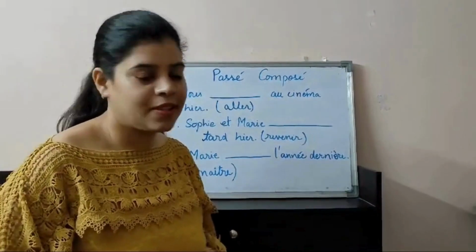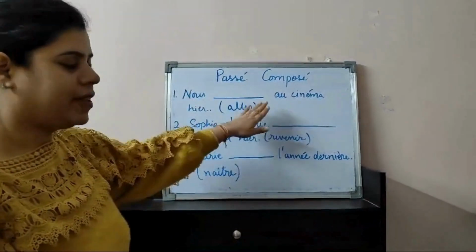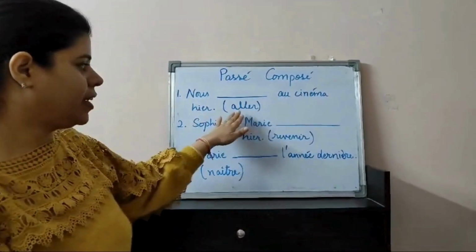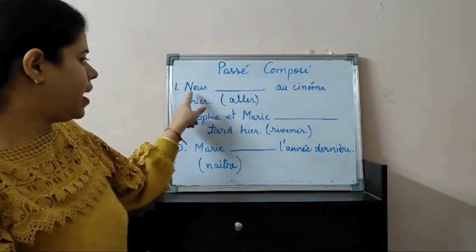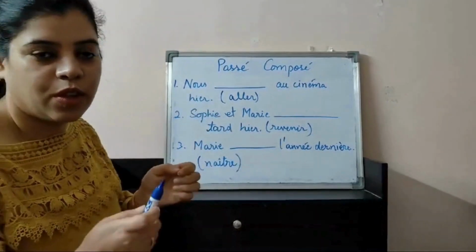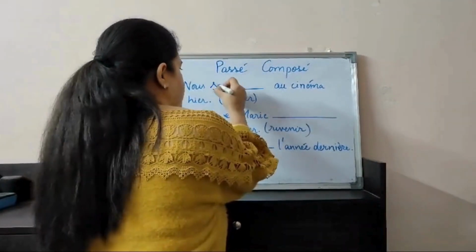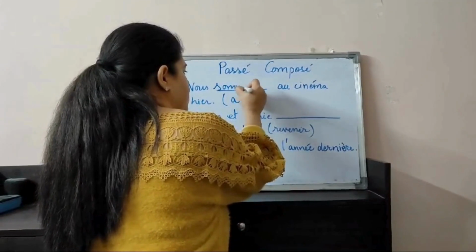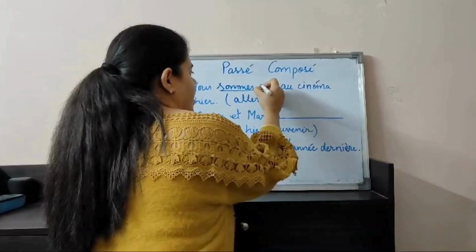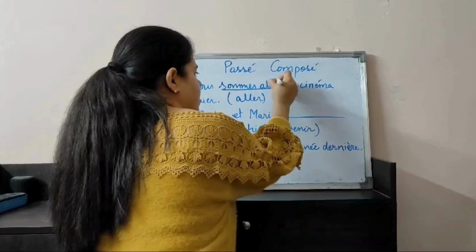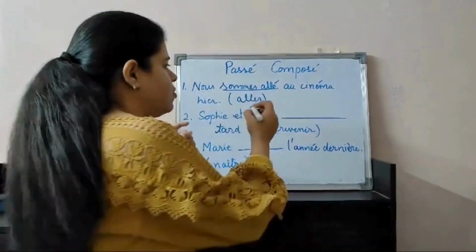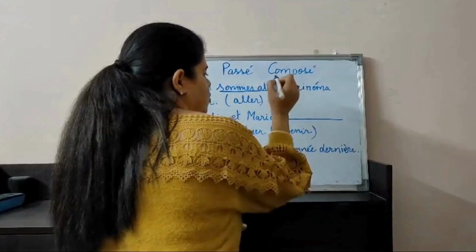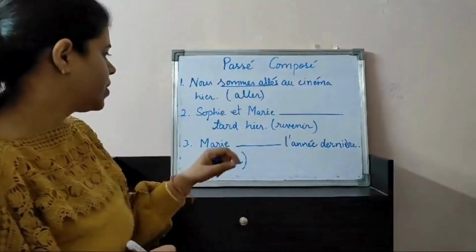Let's see some examples. Nous dash au cinéma. Now our verb is aller and the subject is nous. With nous, the conjugation of être is sommes. So we'll write sommes. And the past participle of aller is allé. Like this. But because our subject is plural, we have to add s here. Do not forget the accords.